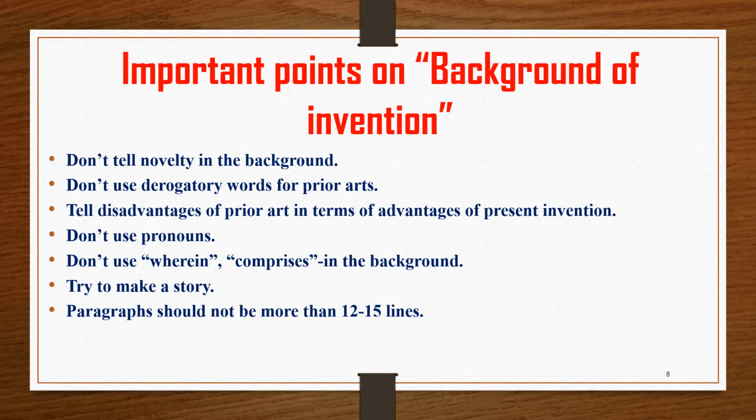Next point. Tell disadvantages of prior art in terms of advantages of present invention. That means directly we should not discuss the demerits or disadvantages of the prior art, but we should tell much more about the advantages of present invention, so that indirectly the disadvantages of the prior art are known to the public. But directly we should not say the disadvantages.